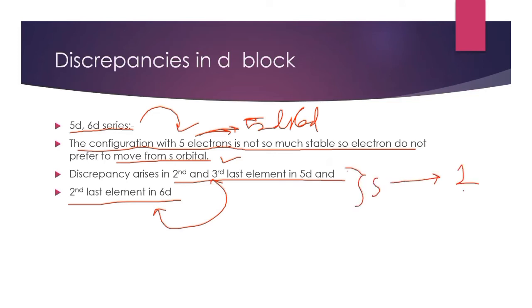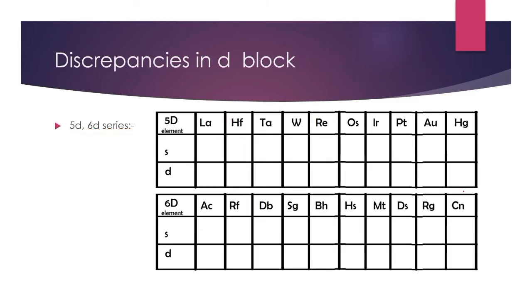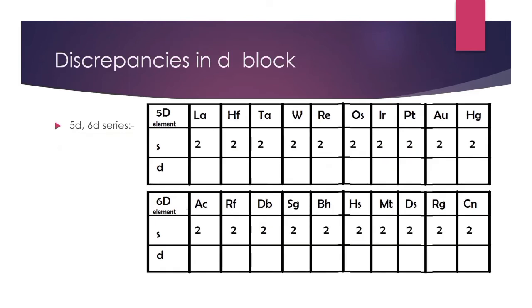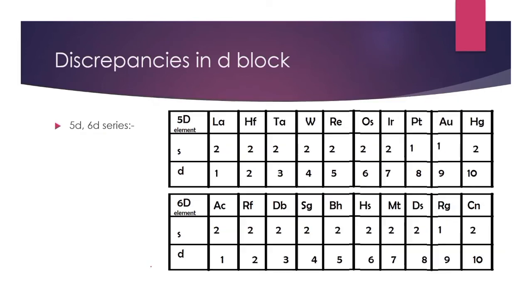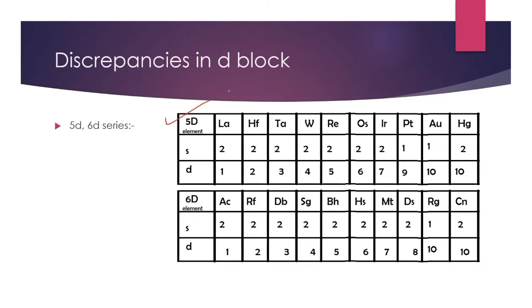Okay, so make your charts like this, then fill up the s with 2 electrons each, and then fill up the d. Now remove 1 electron from the s orbital, in the second and third last elements in 5D and the second last element in 6D, and then add 1 electron in the d orbital here also, and boom, we are done.